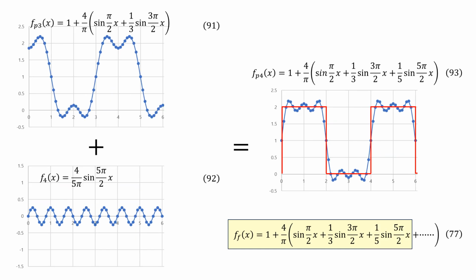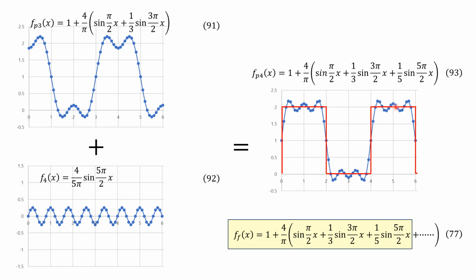Continuing, the fourth term of the Fourier series can be expressed as f4(x) as in equation 92. By adding equation 92 to equation 91 obtained previously, the sum fp4 up to the fourth term of Fourier series equation 77 can be obtained as equation 93. If equation 93 is graphed, it becomes the blue line in the figure on the right.